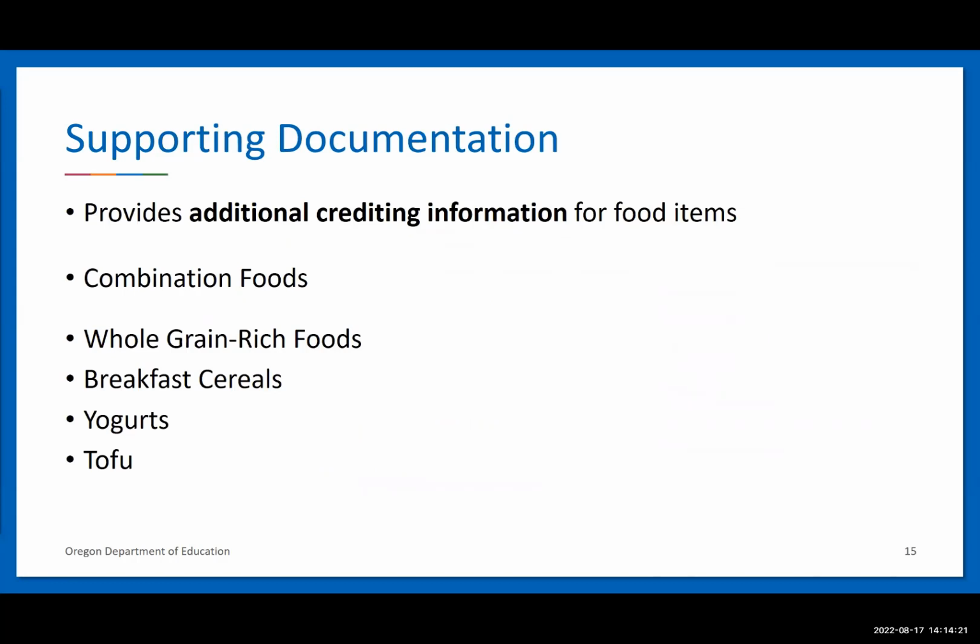Now that you have a good idea of what's required on the working menu, let's look at supporting documentation that must be on file. Supporting documentation is required because it provides additional crediting information for different food items. This is required for combination food items where crediting is hard to determine visually, and for whole grain rich foods, breakfast cereals, yogurts, and tofu, which have additional nutrient requirements that need to be met.